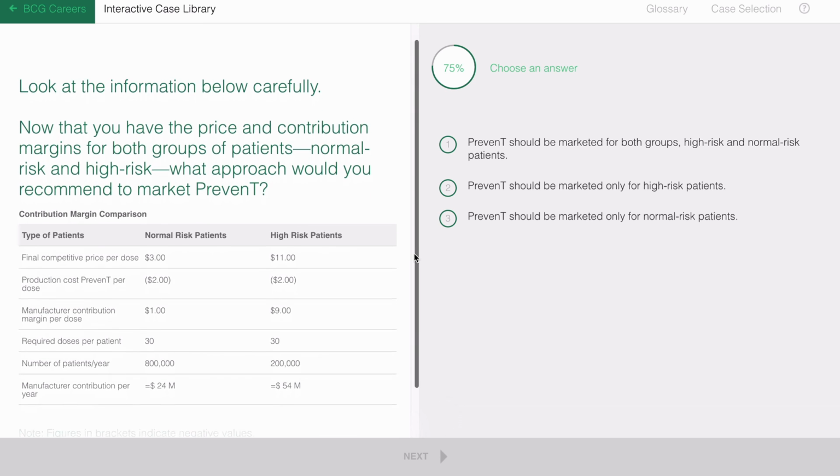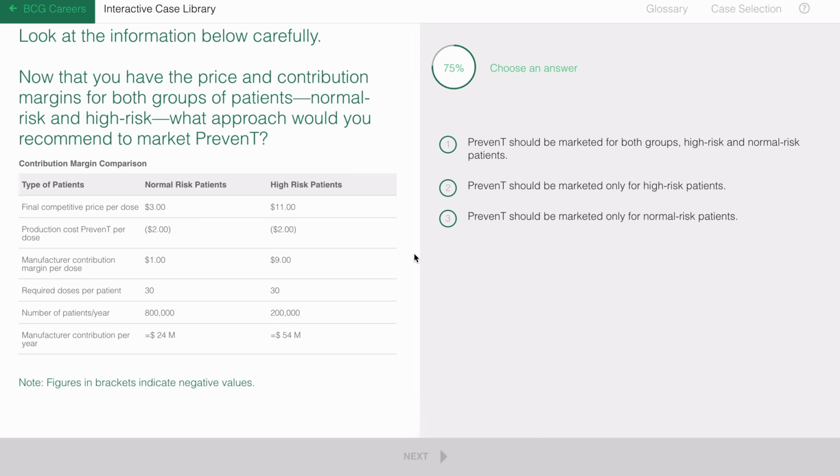Look at the information below carefully. Now that you have the price and contribution margins for both groups, which approach would you recommend to market for Prevent T? So Prevent T should be marketed for both groups, high risk and normal risk. So we know this answer is wrong, right? The previous question explicitly told us that we were only going to focus on one group because we were going to try to drive Clearvinax out of the market.